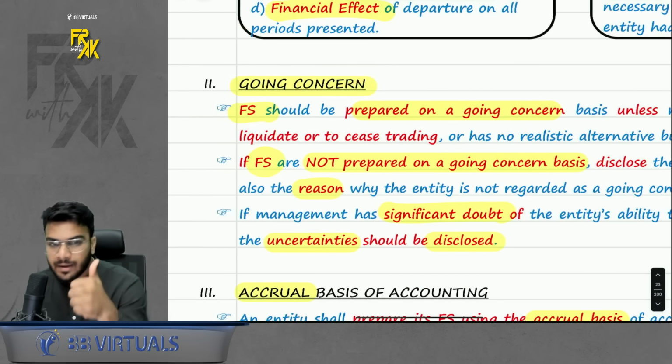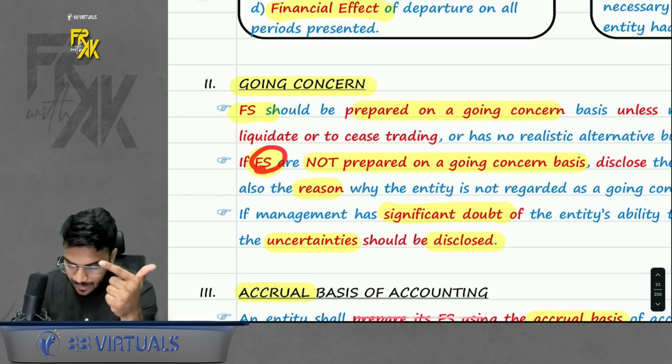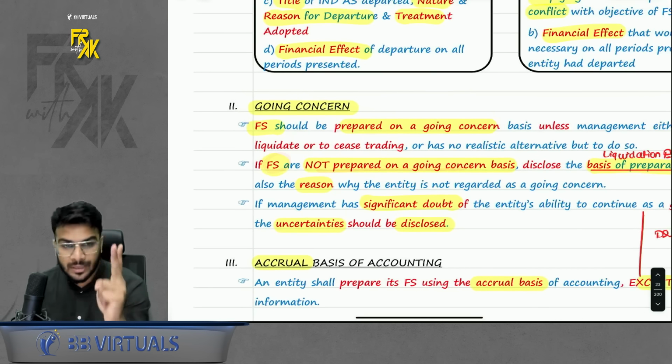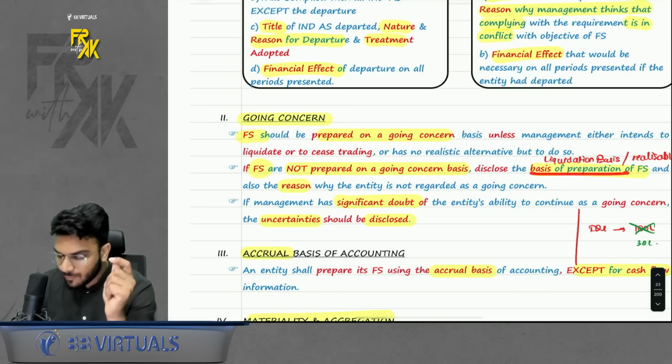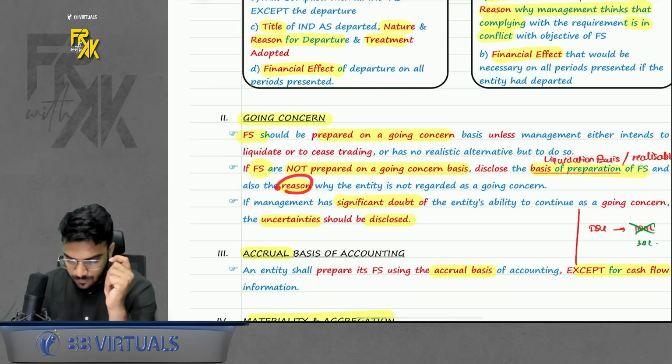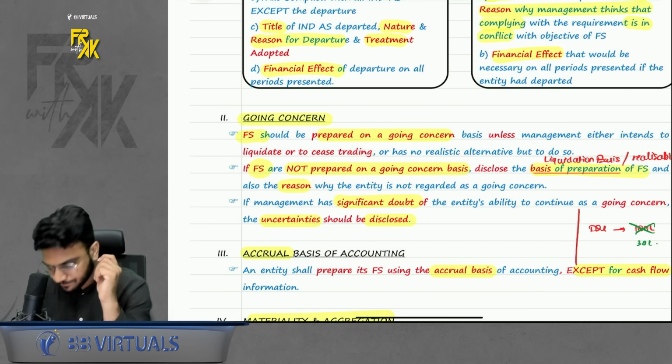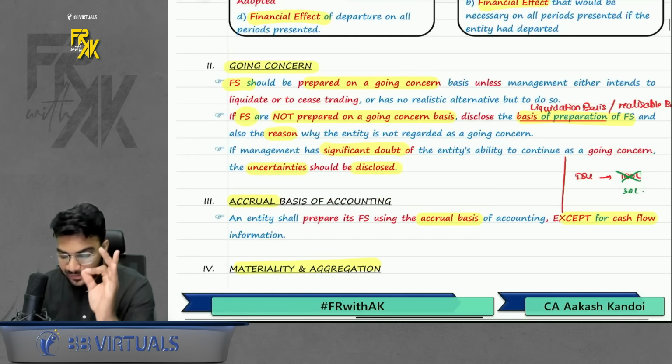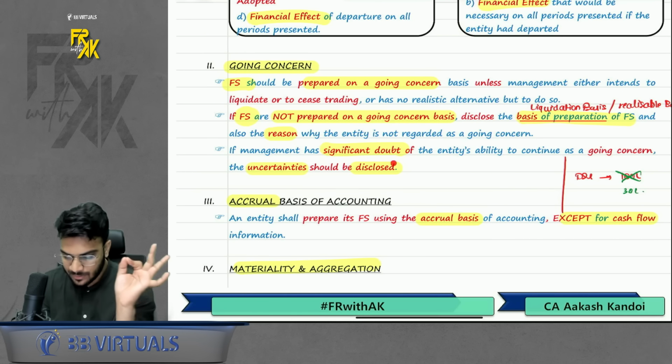If going concern is valid, very good. If going concern is not valid, you have to do 2 things. First, the basis of preparation will no more be accrual basis. It will change to liquidation or realization basis. And you have to give the reason why the going concern is not valid. Third point, if there is a doubt on going concern, in that case, just disclose the uncertainties.